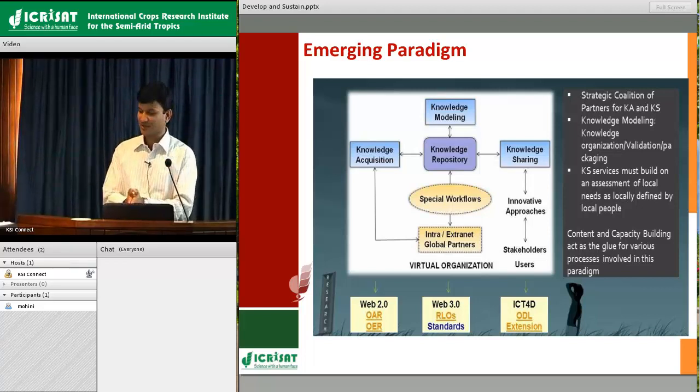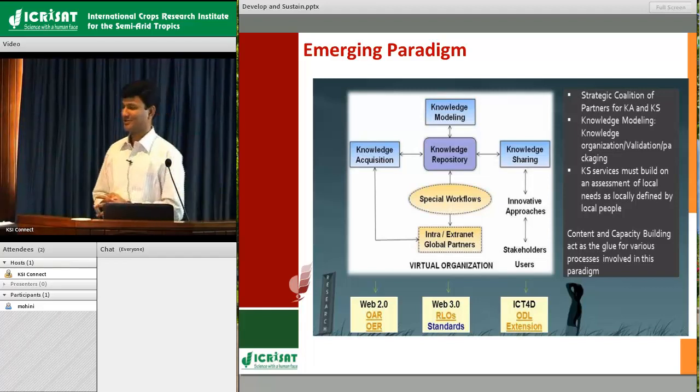There are some other research areas, the Web 2 and Web 3, ICT for development. Let me not get into those details, but we can discuss.